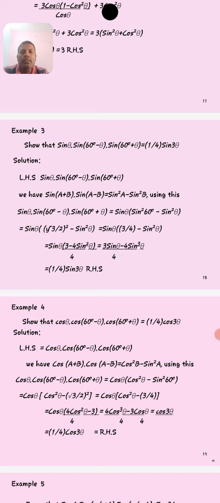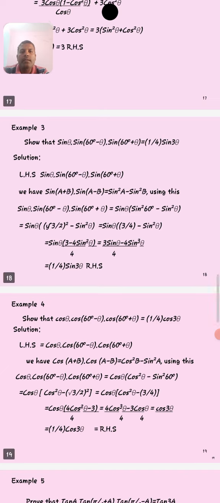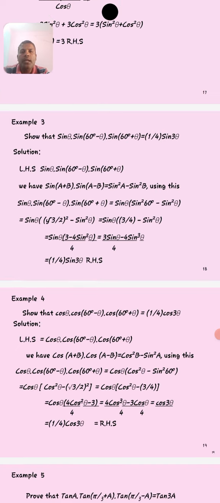Here we have to take the sin theta common. We know the sin 60 value is root 3 by 2. So the root 3 by 2 whole square minus sin square theta. That is equal to sin theta into, what is the value of root 3 by 2 whole square? We get 3 by 4. So the 3 by 4 minus sin square theta.